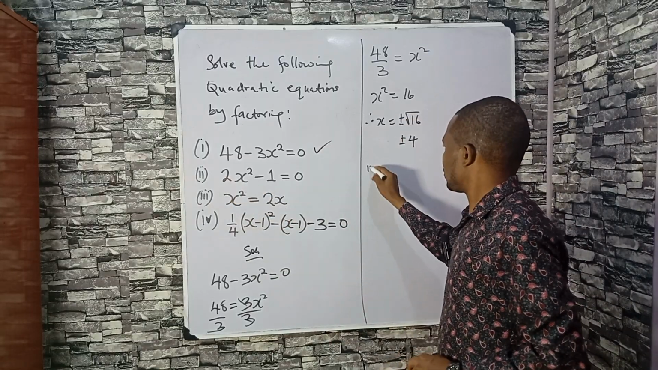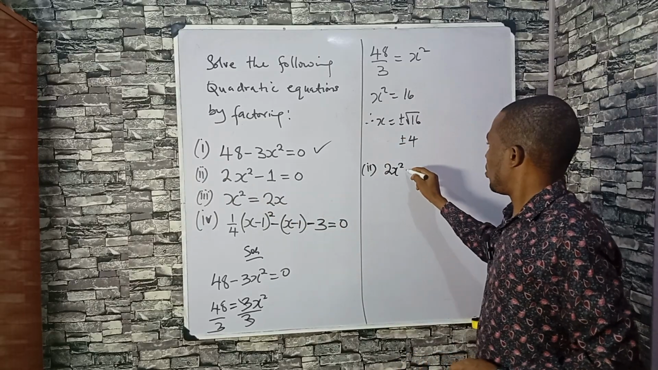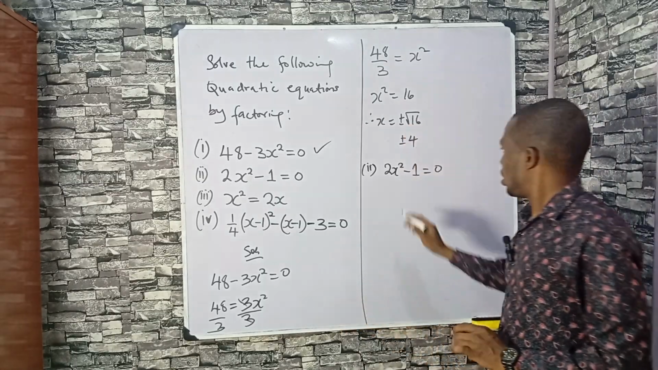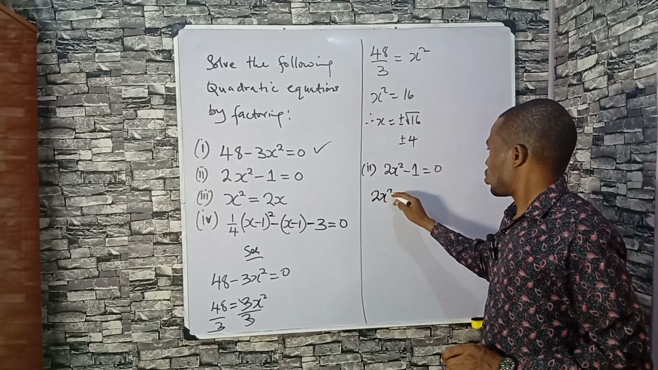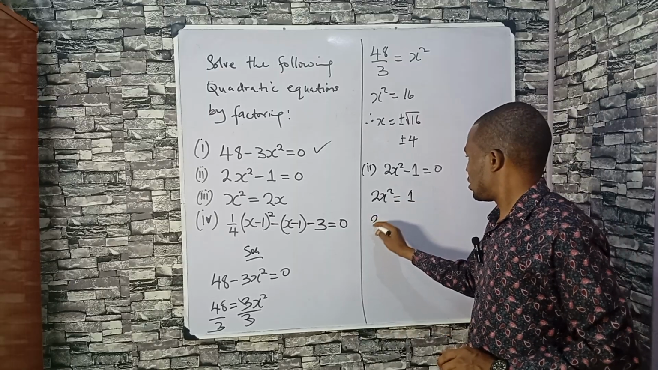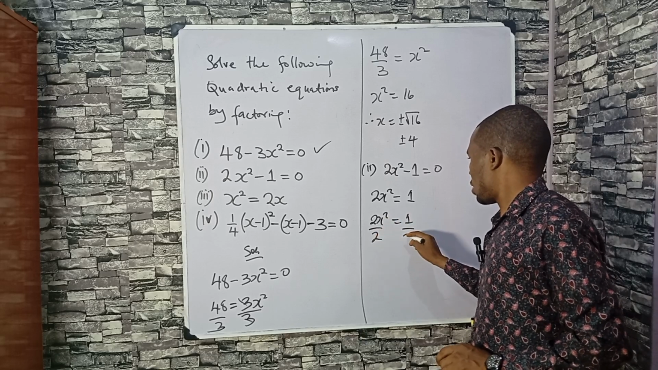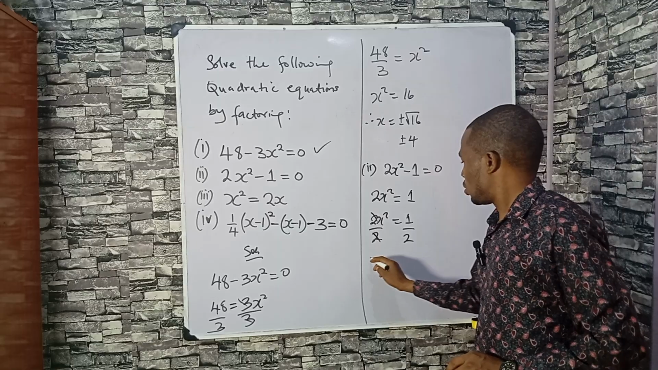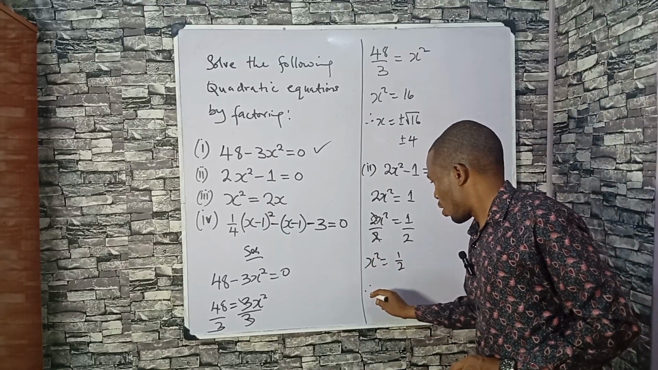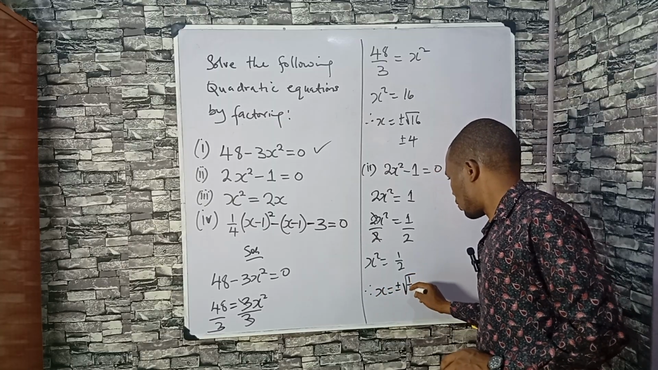Second one, 2x squared minus 1 equals 0. Like I said, we are not using the formula method. So make 2x squared the subject. Then you divide by 2 to make x squared stand alone. So x squared here equals a half. Therefore, our x is plus or minus square root of a half.